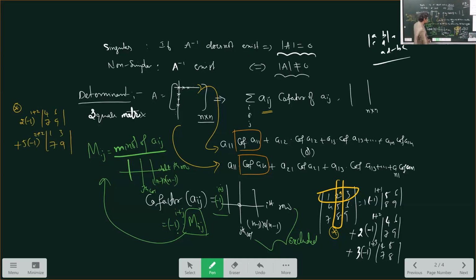Check it. Previously, for 2, the first row is eliminated and the second column is eliminated. Plus 8 into, what is the position of 8? The position of 8 is third row, second column. So 3 plus 2, into excluding the third row and second column: 1, 3, 4, 6. Please remember this value and this value will be the same.